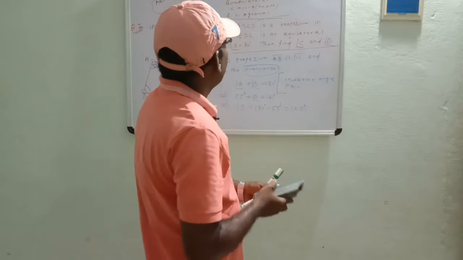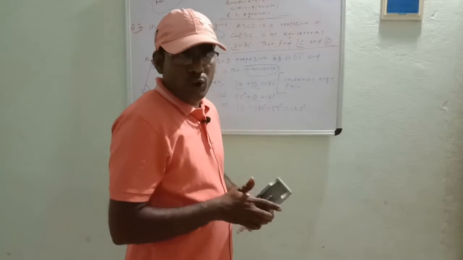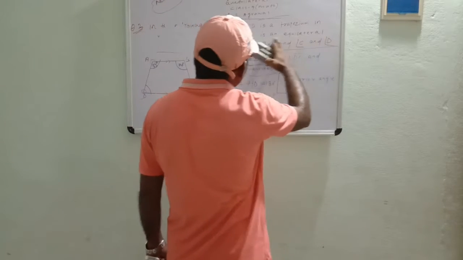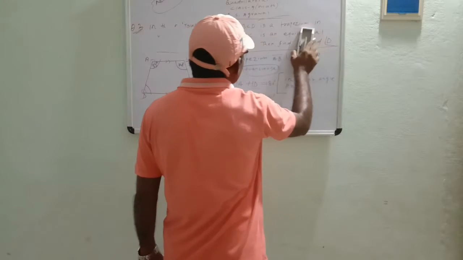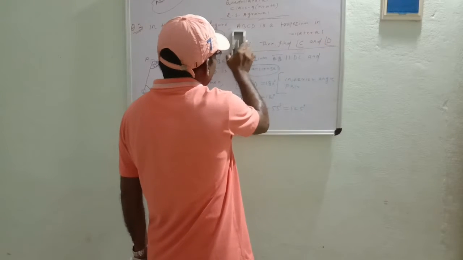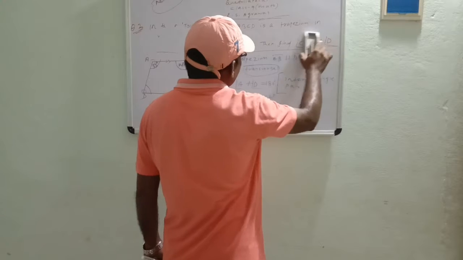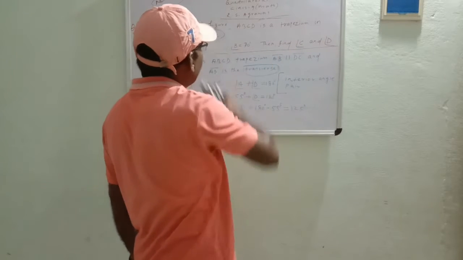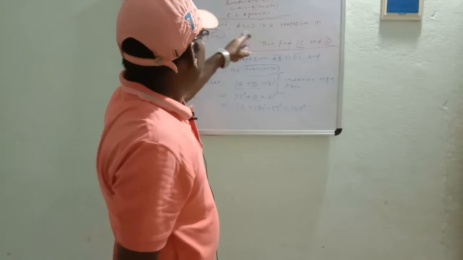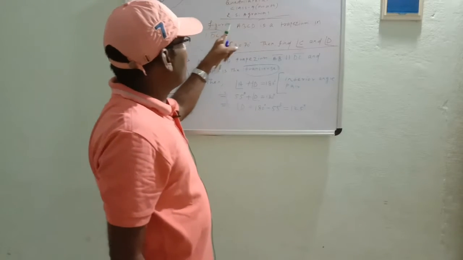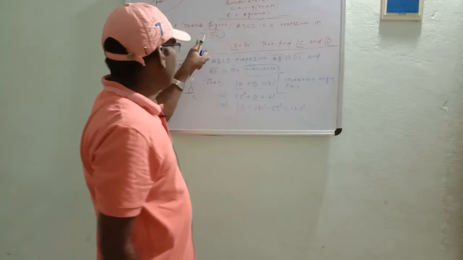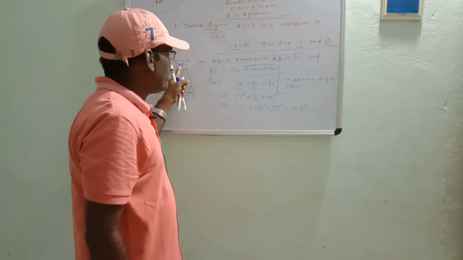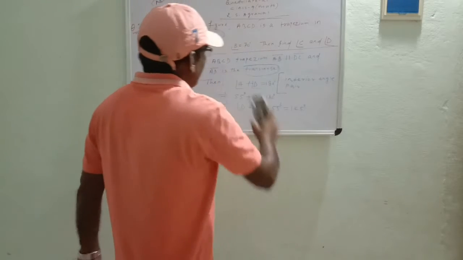Sorry, I have made a small mistake. There is no need of these statements of this line. Only in the adjoining figure, ABCD is a trapezium in which AB is parallel to DC, angle A equal to 55 degree, angle B equal to 70 degree, then find angle C and angle D.